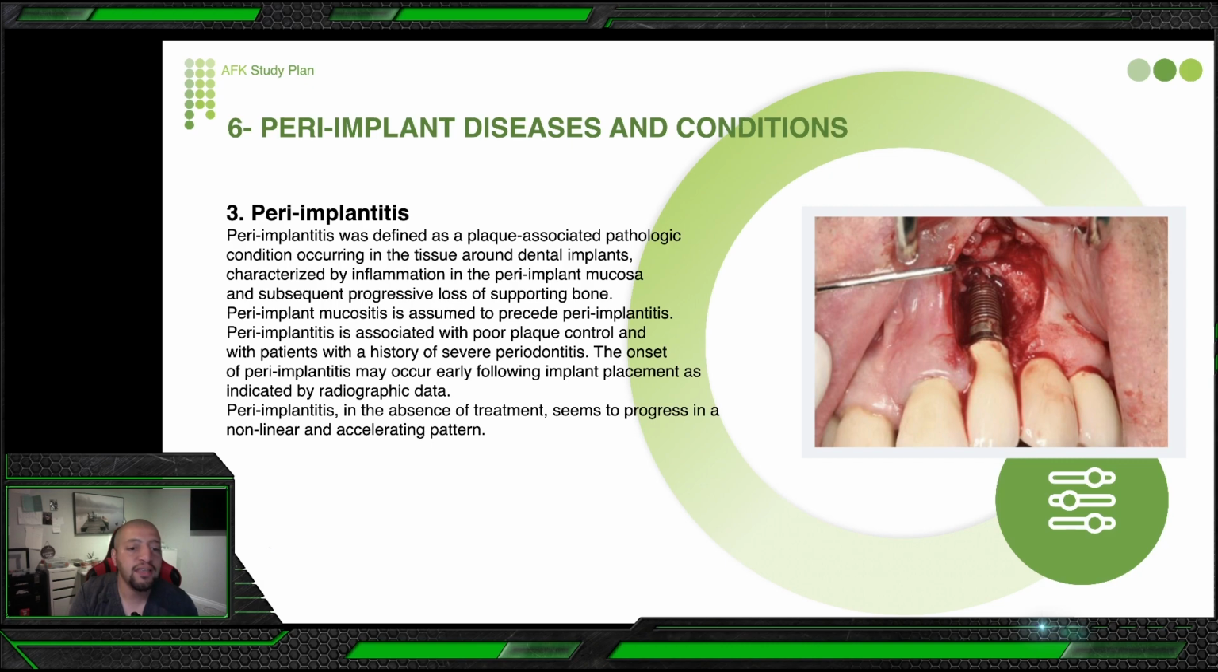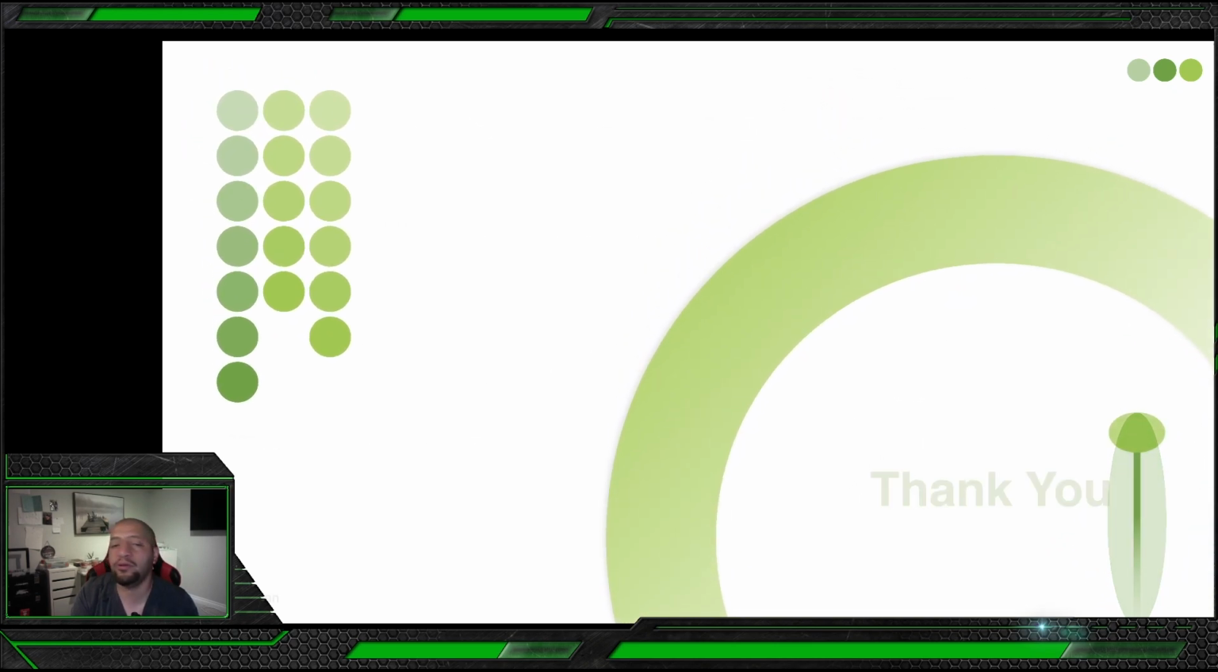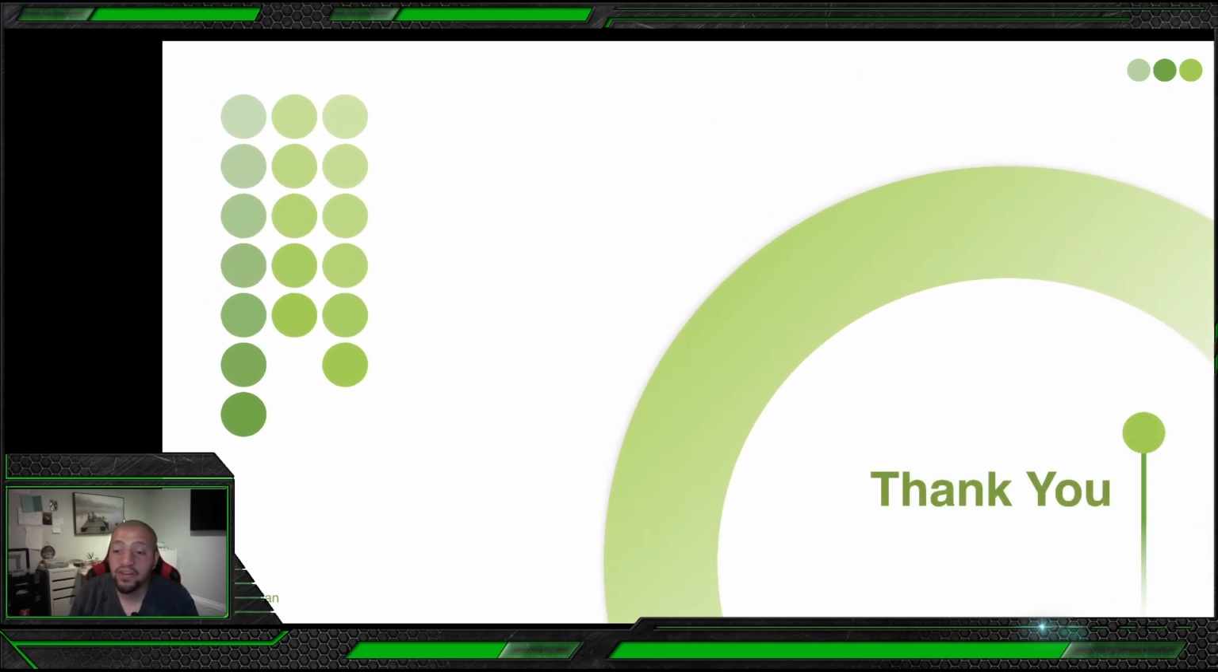Peri-implantitis in the absence of treatment seems to progress in a non-linear and accelerating pattern, because at the end of the day the bone here is enclosing a foreign body, the implant. Whatever osseointegration is happening here, it's a foreign body. When you have infection going from up down, the progression of the bone loss here will be fast, very fast.